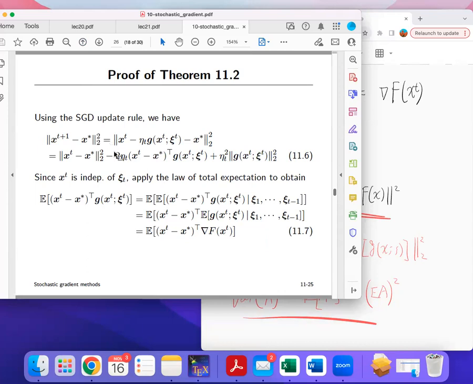So therefore, we need to further deal with this inner product term, this cross term. And the way we deal with this term is to consider this expectation. Okay, so let's look at this inner product and consider the expectation. Okay, so I'm considering the expectation of this inner product. To be more specific, here the expectation is taken with regard to xi_t. Okay, x_t, we fix x_t. So x star is a minimizer. Now we fix x_t and take expectation with regard to xi_t.